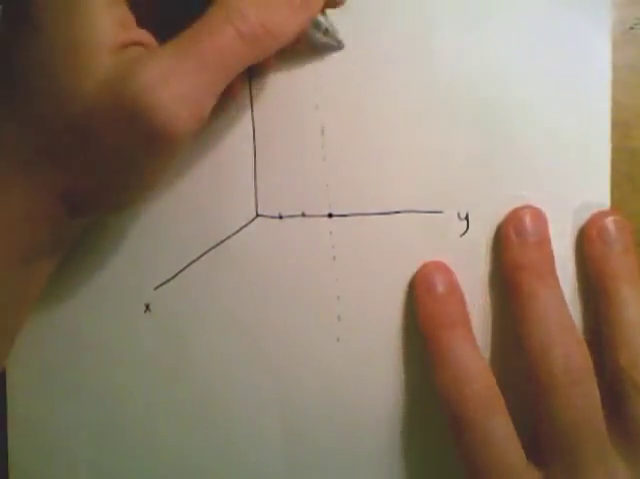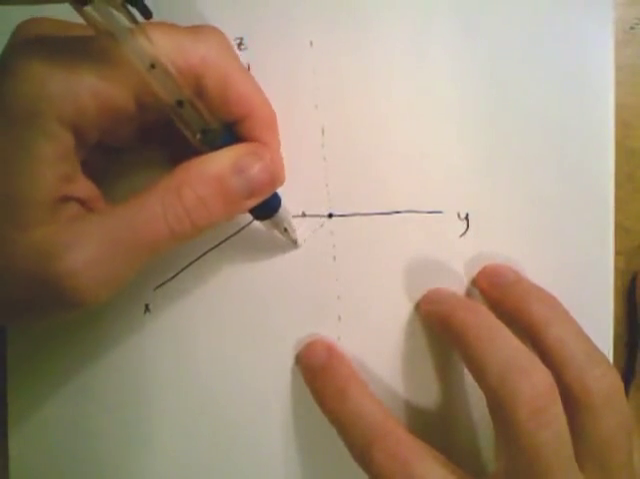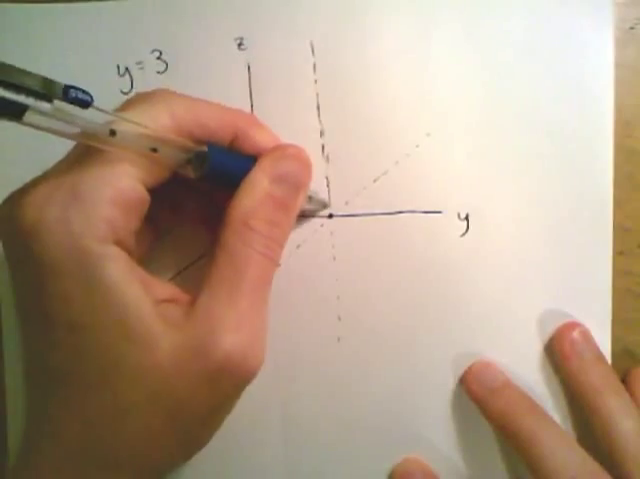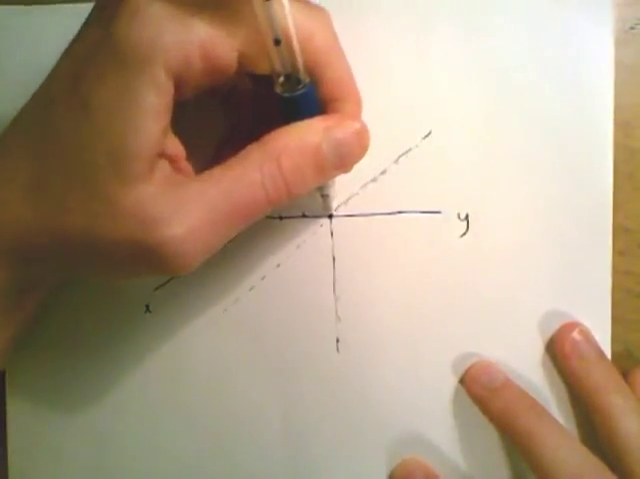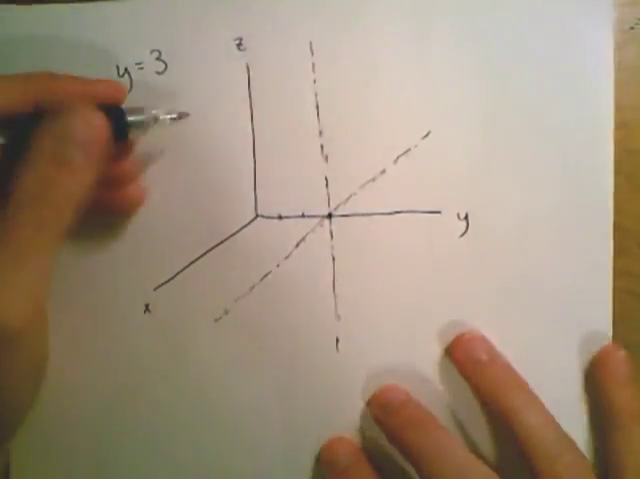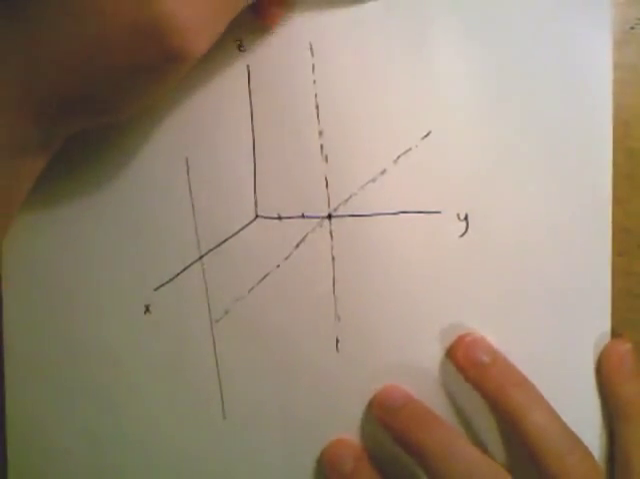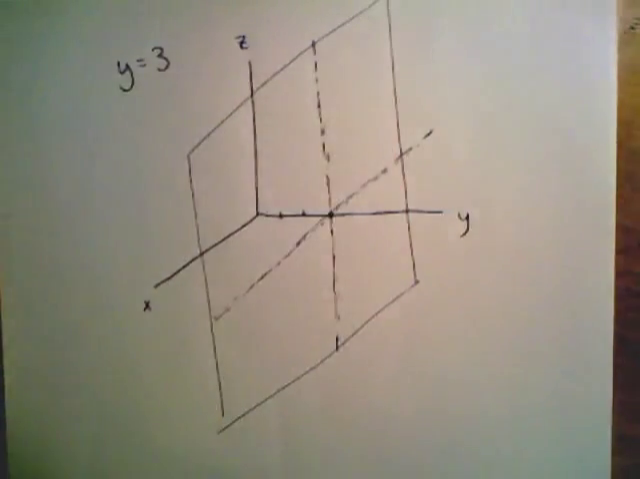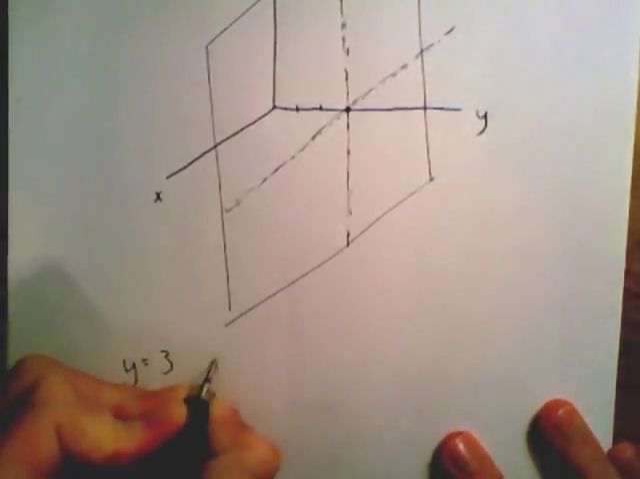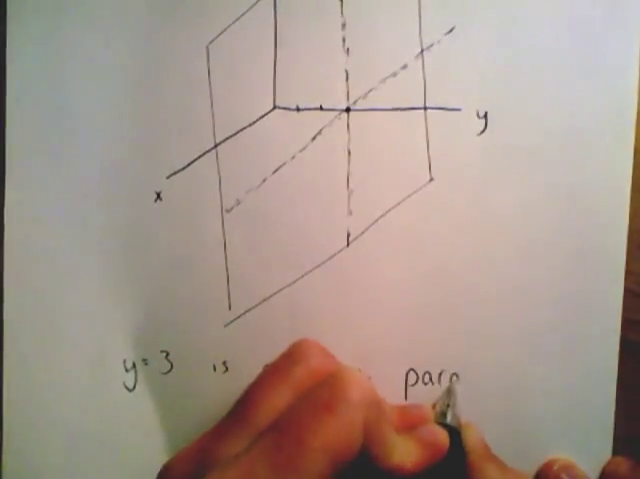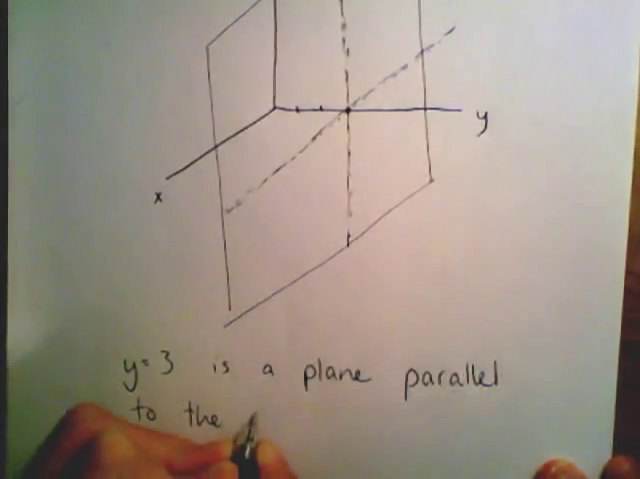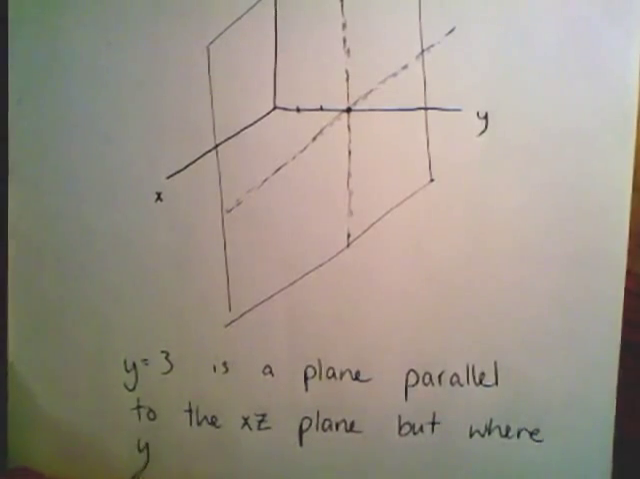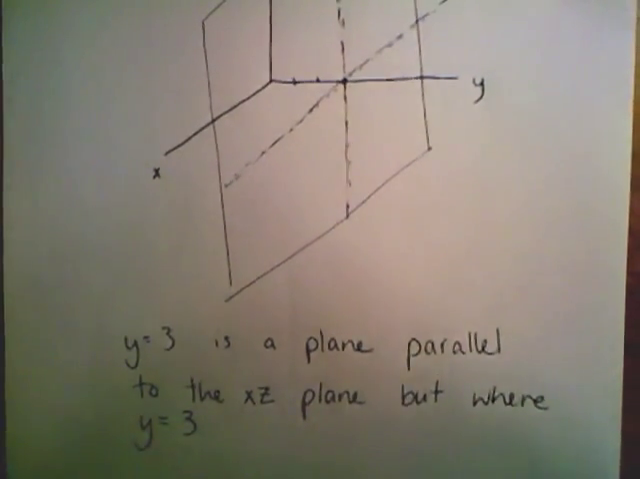So if y is equal to 3, really what I'm saying is I'm taking a slice parallel to the xz plane that's traced out by these two dotted lines. Here's a darker dotted line, and here's a darker dotted line. And it means that the plane y equals 3 is a plane that looks something like this. It's exactly parallel to the xz plane, but it's sticking out where y equals 3. So I'll write that down. y equals 3 is a plane parallel to the xz plane, but where y equals 3.